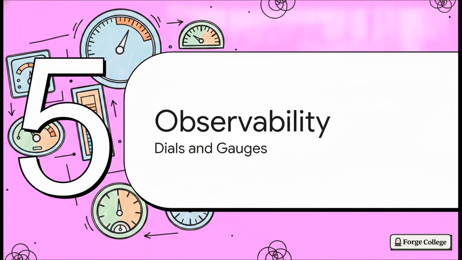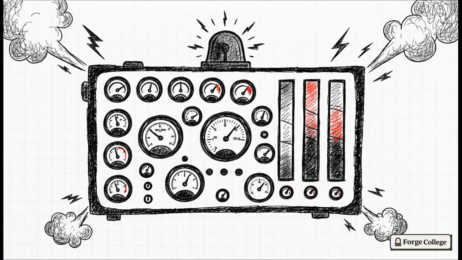And finally, Section 5, Observability and Next Steps. Let's look at our dials and gauges. A machine is completely useless if you can't read its dials when things start spinning out of control. We absolutely must establish clear observability touchpoints.